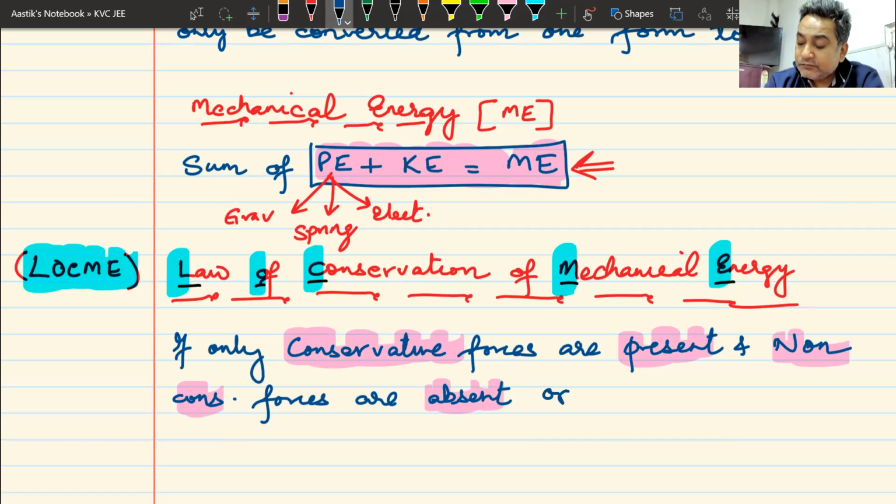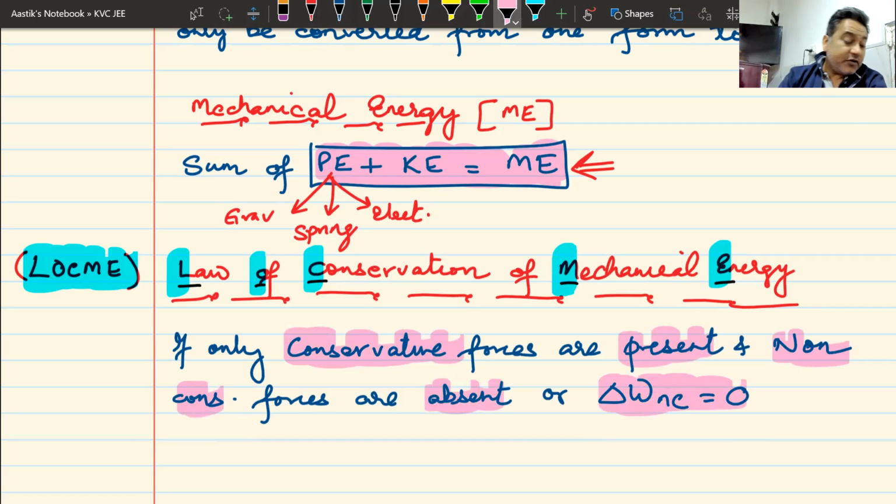Third condition is or their work done by non-conservative forces is 0. Even if they are present, their work done is 0, which is the case of a rolling ball. In case of a rolling ball, friction is present. It is a non-conservative force, but still the work done by that friction is 0, and hence you can apply law of conservation of mechanical energy.